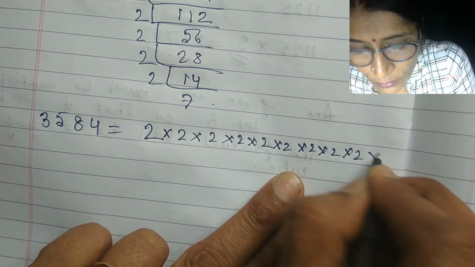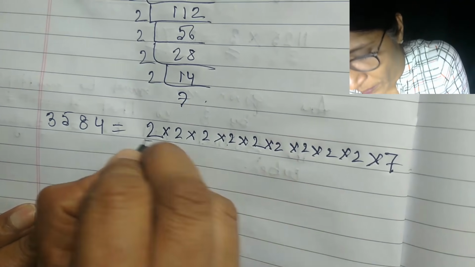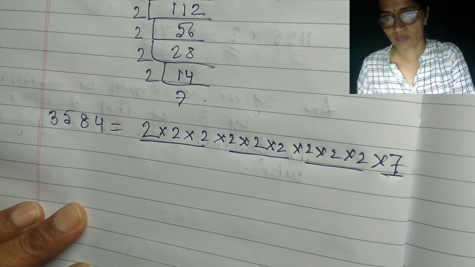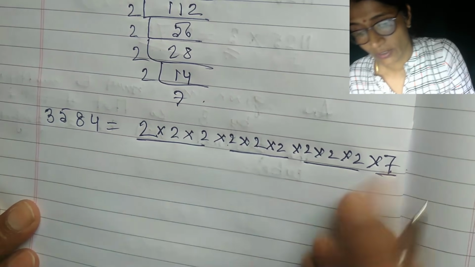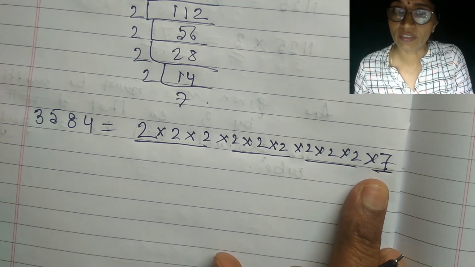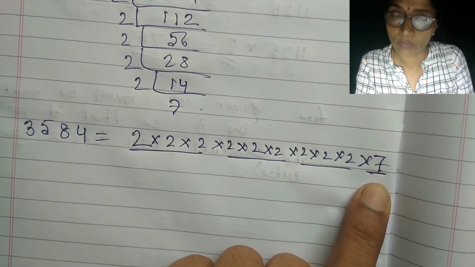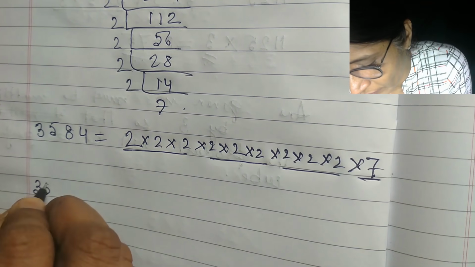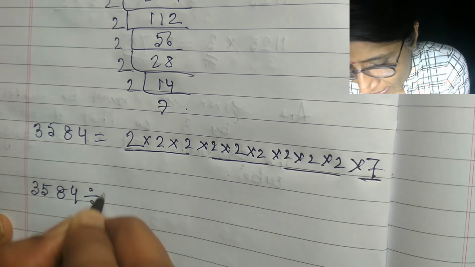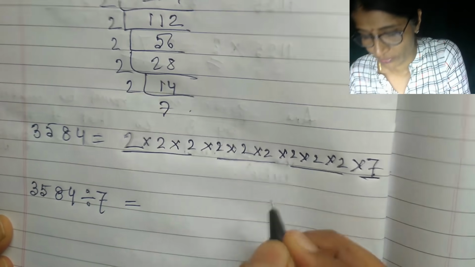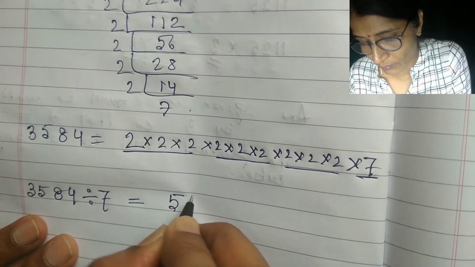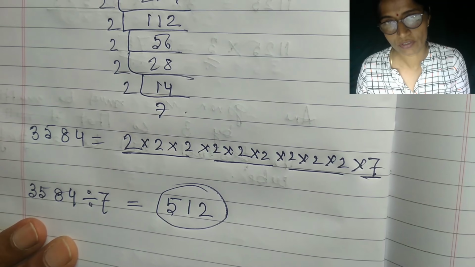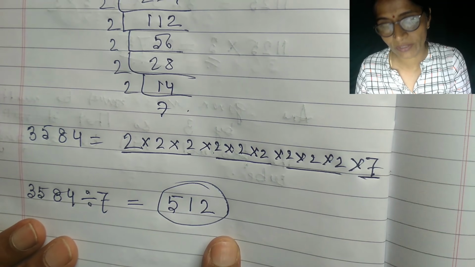9 times, into 7. So the triplet of this 2 is there, and here is 7. Okay. So it means here 7 is only one time, not 3 times. So it means when the number 3584 is divided by 7, then whatever is left, 7 fives are 35, that is 512. That will be a perfect cube. 512 will be a perfect cube.